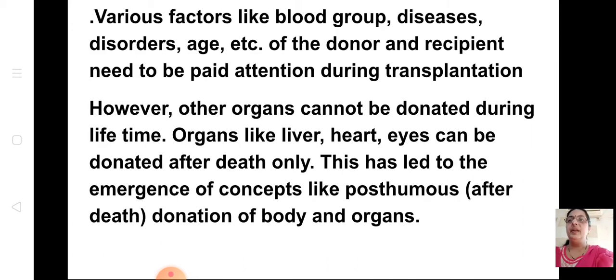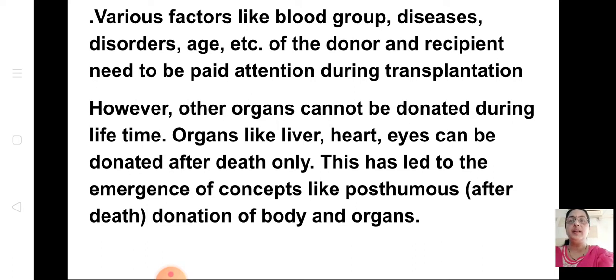Then various factors like blood group, diseases, disorders, age, etc. of the donor and recipient need to be paid attention to during transplant. See, it should match. Anybody cannot give, so the blood group should match. They should check their disease. If they have any diseases like AIDS or HIV, they cannot transplant. Even age matters. You cannot be very old when you are donating any organ.